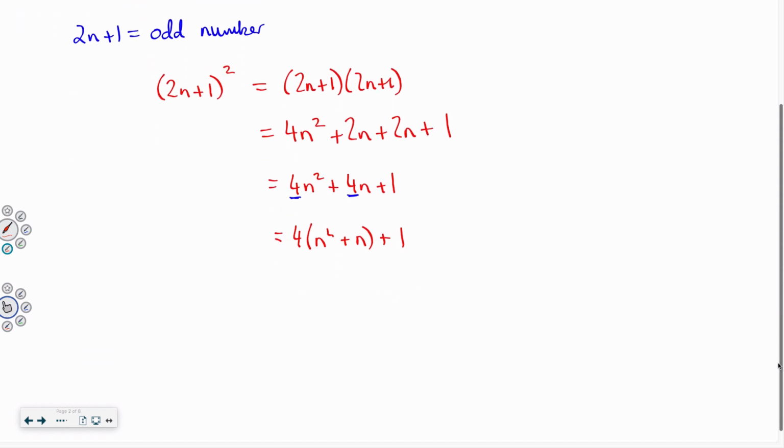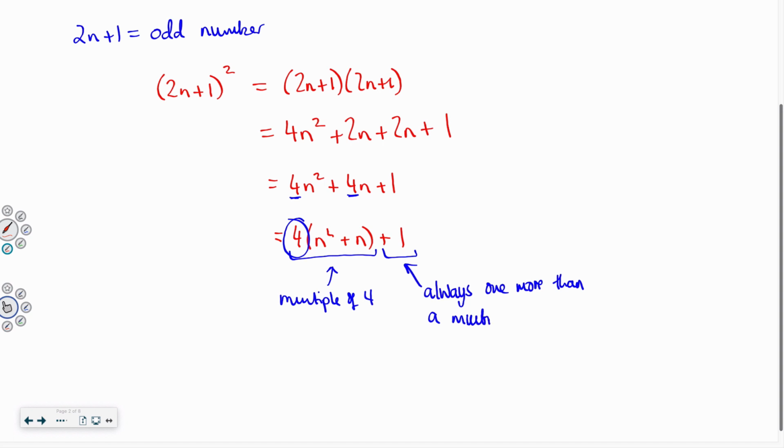So this shows here that it's a multiple of 4, as we're multiplying by 4. And this shows here that it's always one more than a multiple of 4, as we're always going to be adding 1 to a number that's been multiplied by 4. So that's our final answer for that question.